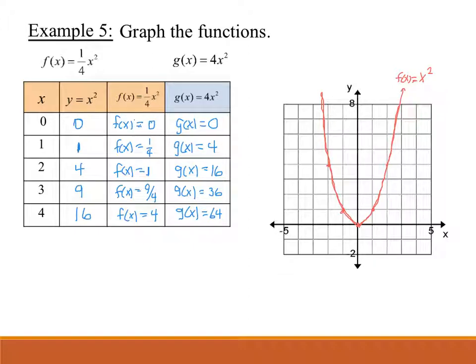So in example 5, we're going to graph the functions f of x is equal to 1/4 x squared and g of x is equal to 4x squared. So you may want to pause this to see if you can graph the functions 1/4 x squared and 4x squared. So try to do that. In this particular case, we're going to graph the first one, f of x is equal to 1/4 x squared. Again, the vertex is at the origin, so we know that we have the origin at this point. So now we just need 2 additional points.